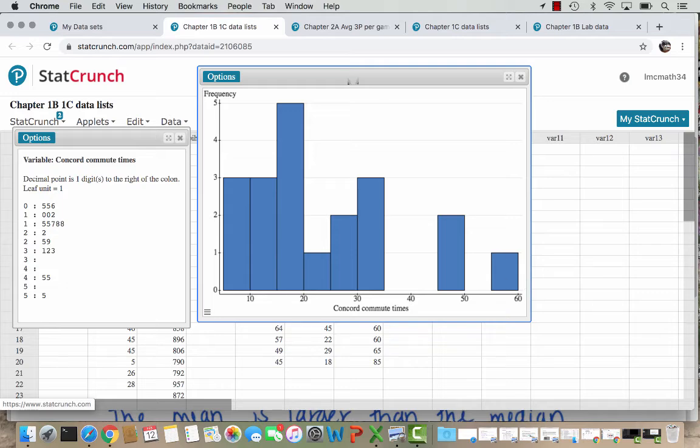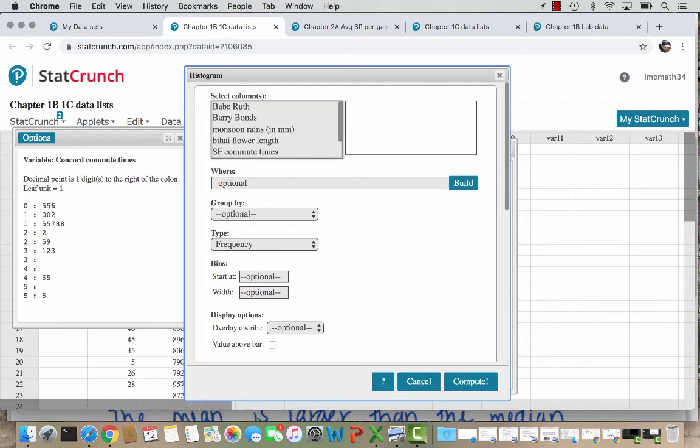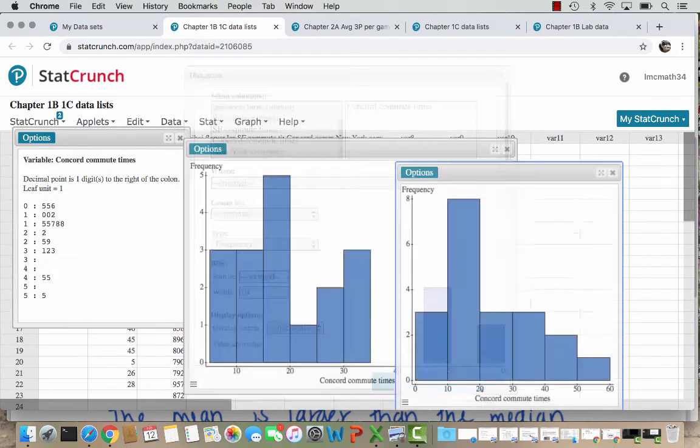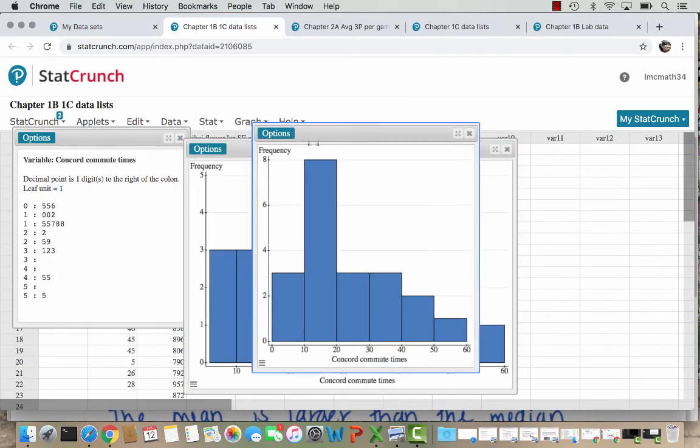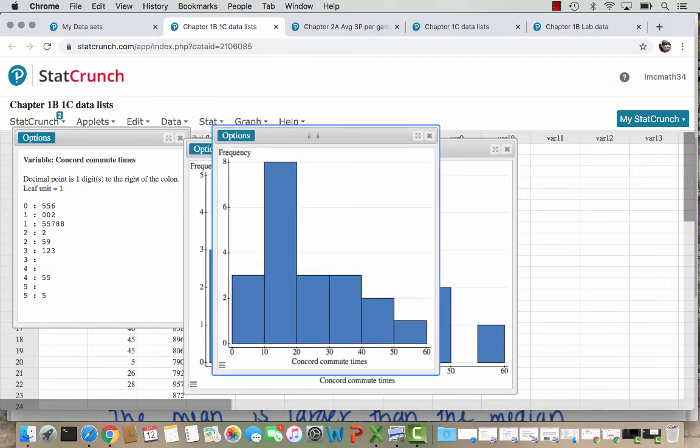If we wanted to count by tens, we can go Graph, Histogram, and choose Concord commute times. Make our bin width 10, hit compute. This now looks like the stem plot, where the 3 values, 5, 5, and 6 minutes are here, and then all 8 values from 10 to 19 are in the next bar. So depending on your bin size, you can construct bin width 5 or 10 to have your stem plots look similar to your histograms.